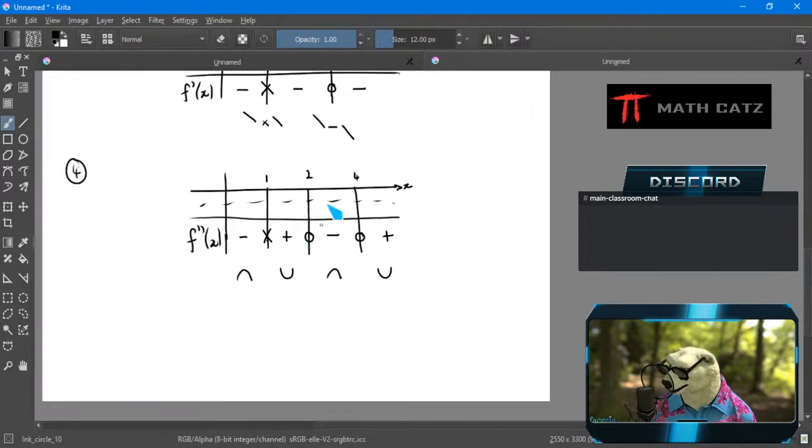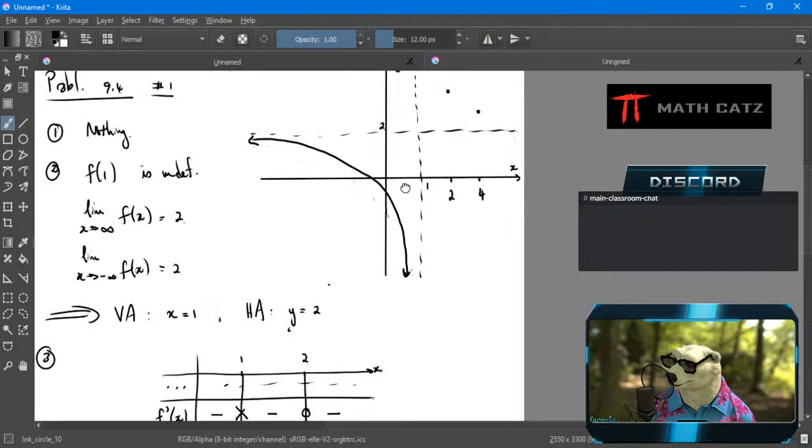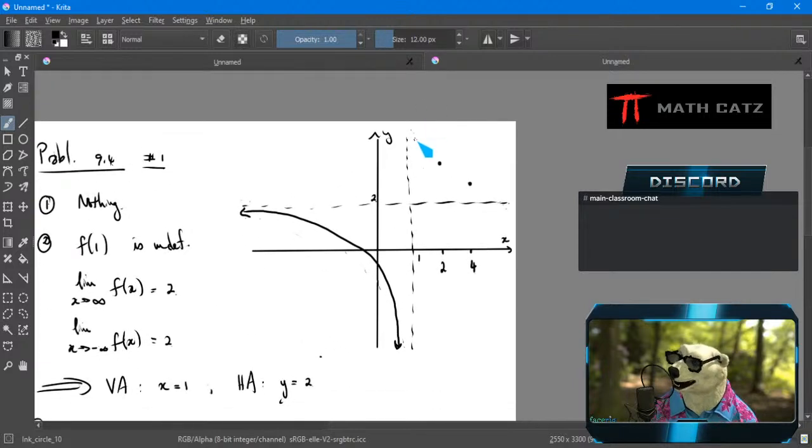Now I have to remember these things are in different spaces. I'm going to have to move up and down, so I have to remember 1 to 2. I'm bending up, then down, then up. Up, down, up. So I'm coming from high up. Whoopsie. Of course, horizontal asymptote here.